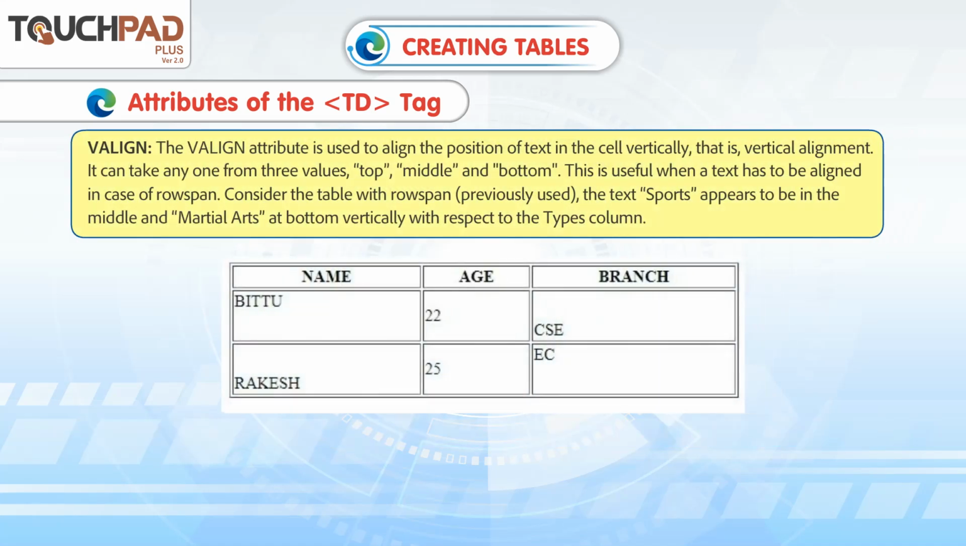V-align. The V-align attribute is used to align the position of text in the cell vertically. That is, vertical alignment. It can take any one of 3 values: top, middle or bottom. This is useful when a text has to be aligned in case of row span. Consider the table with row span previously used. The text sports appears to be in the middle and martial arts at the bottom vertically with respect to the types column.